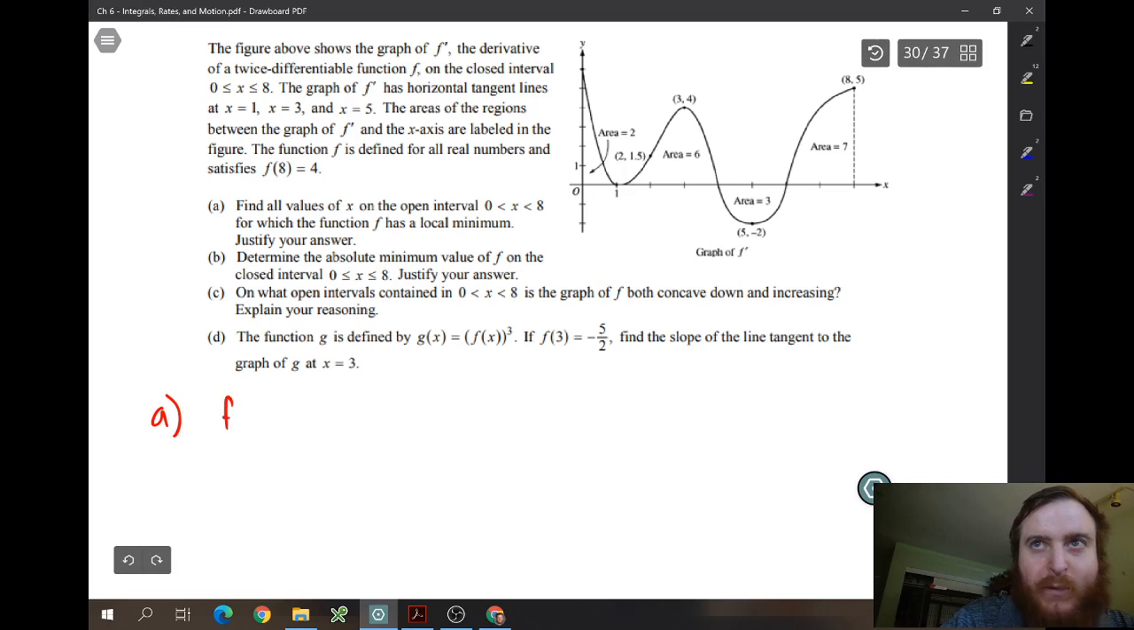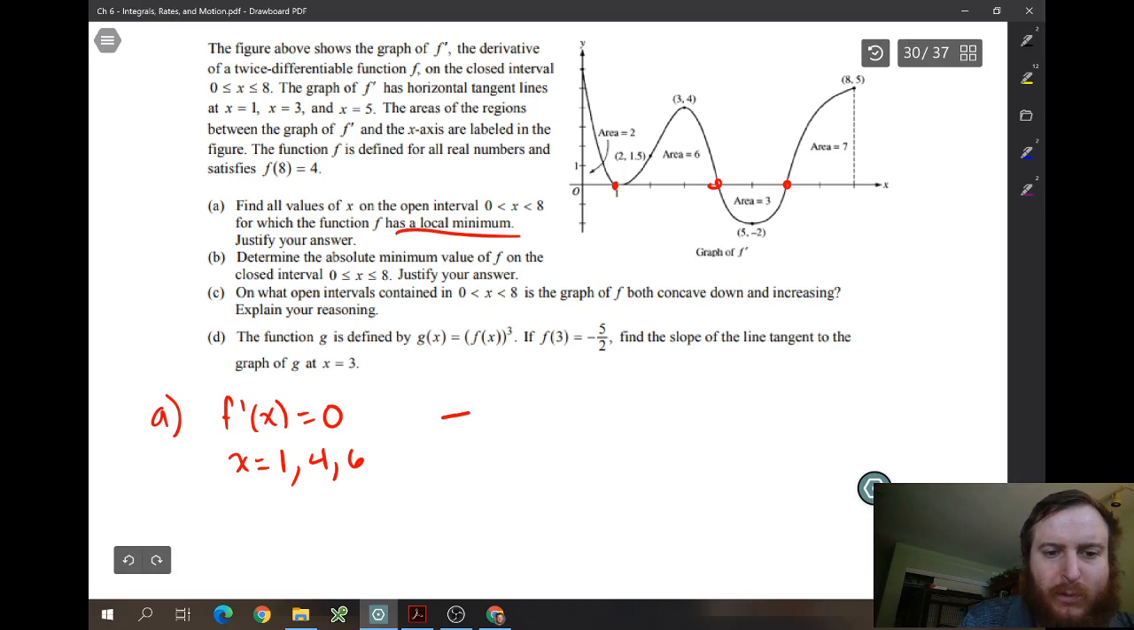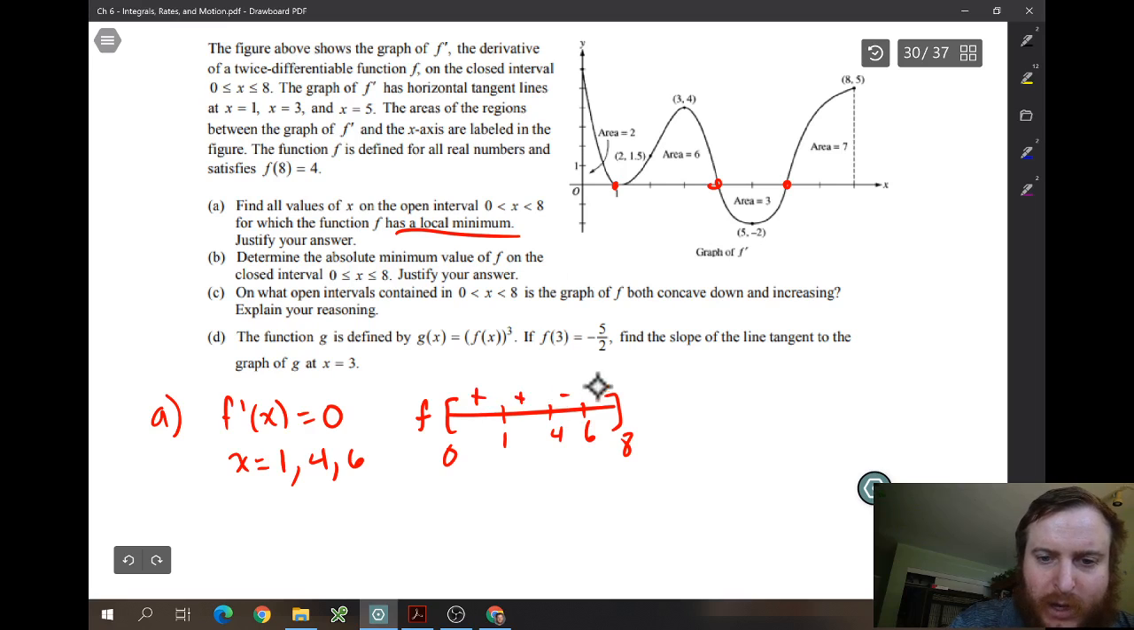So we would want to set f prime of x equal to 0 to get our critical points, and that's going to be at x equals 1, x equals 4, and then x equals 6. Okay, and they just said local minimums. So if we do an f prime number line analysis, and let's actually put endpoints on this, so we're going from 0 to 8, with 1, 4, and 6. F prime is above the graph, so positive, above positive, below negative, and above positive, right?